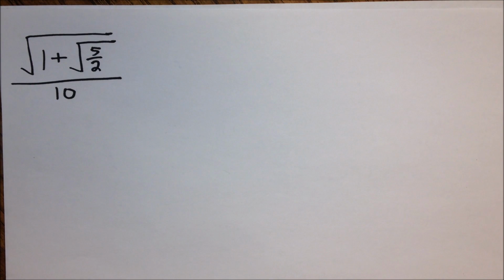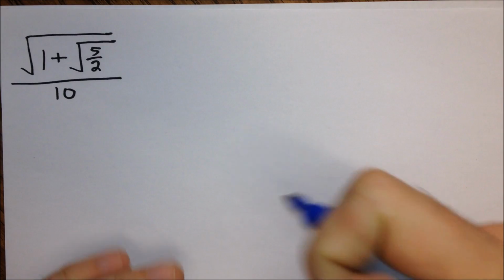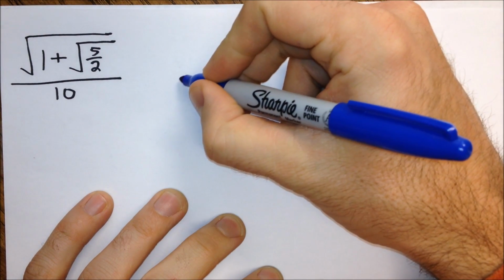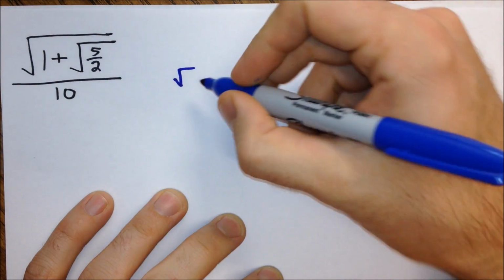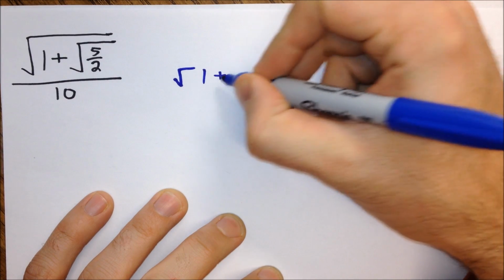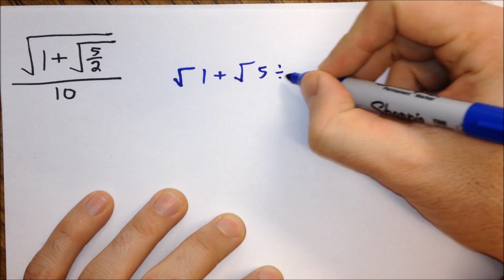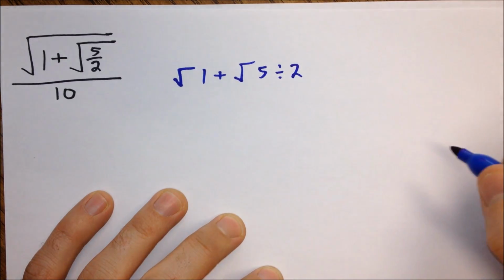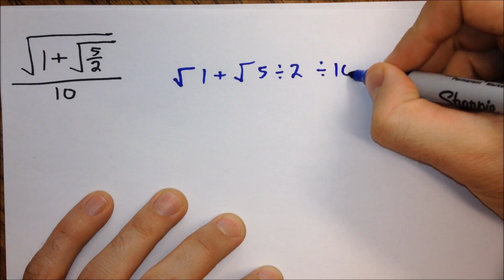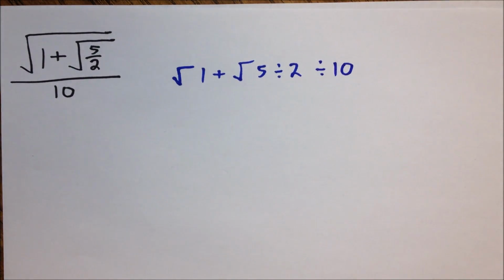As I look at this, what I notice is that we have a bunch of things that have to be done first. So we have a square root, and then we have a 1 plus, and then we have a square root of 5 divided by 2, and then we have all of this divided by 10. As I look through all these elements, I need to ask myself, what happens first and what happens last if I want to successfully type it into my calculator?